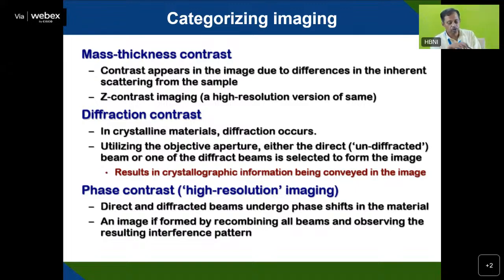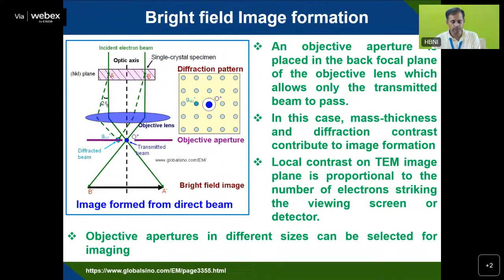You can also use diffraction contrast. In a crystalline material diffraction occurs, and utilizing the objective aperture either in the direct beam or in the diffracted beam, you can select the image that results. So you can use a diffraction contrast image, and you can also get a high resolution image by phase contrast, where you can use both the direct beam as well as the diffracted beam. Both beams can be used to get a high resolution image, which we will discuss individually.